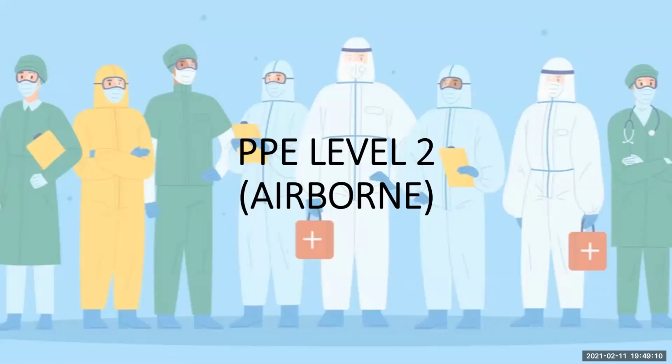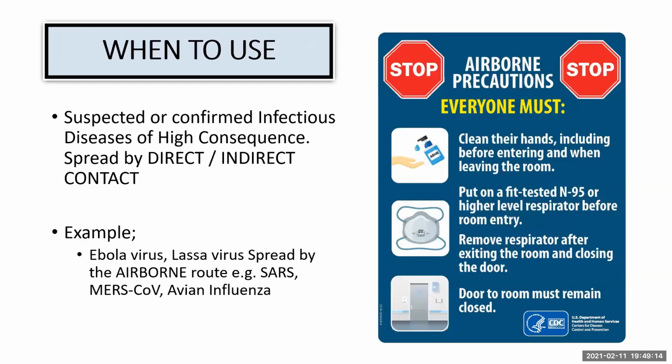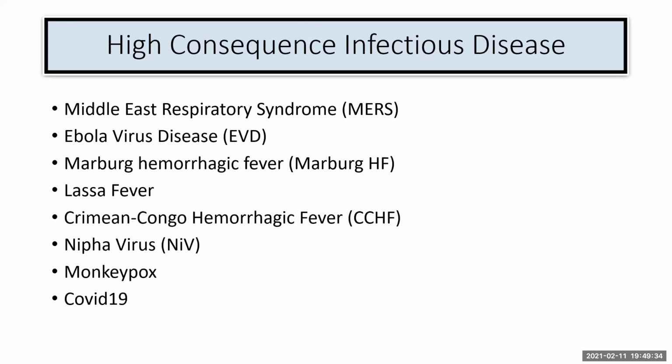Okay, next slide. So PPE level 2 for airborne. Okay, next slide. When to use is when we suspect or confirm an infectious disease of high consequence spread by direct or indirect contact. For example, Ebola virus, Lassa virus. Spread by airborne route, for example, MERS-CoV, avian influenza, and it also includes COVID-19 virus. Next slide.